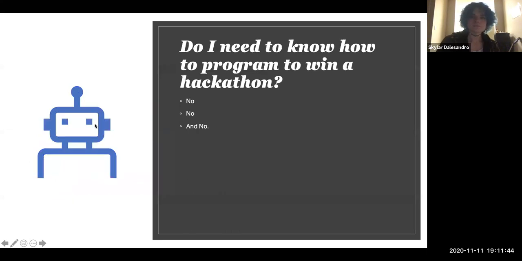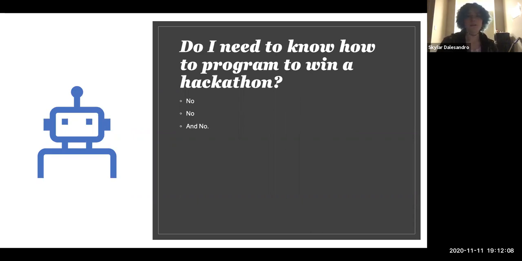So, do I need to know how to program to win a hackathon? No, and no. It depends on the hackathon. I believe that Towson Hacks does grade heavily on proof of concept, and so that is something where you will need programming. But since this is a general overview on all hackathons, many do not require programming skills.